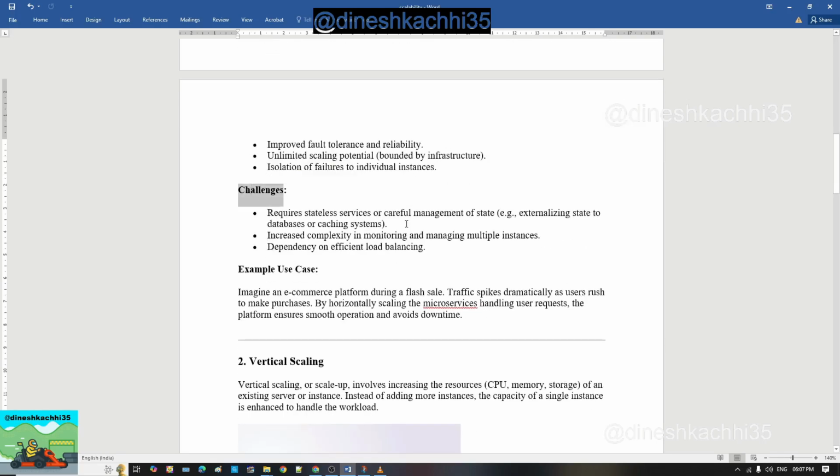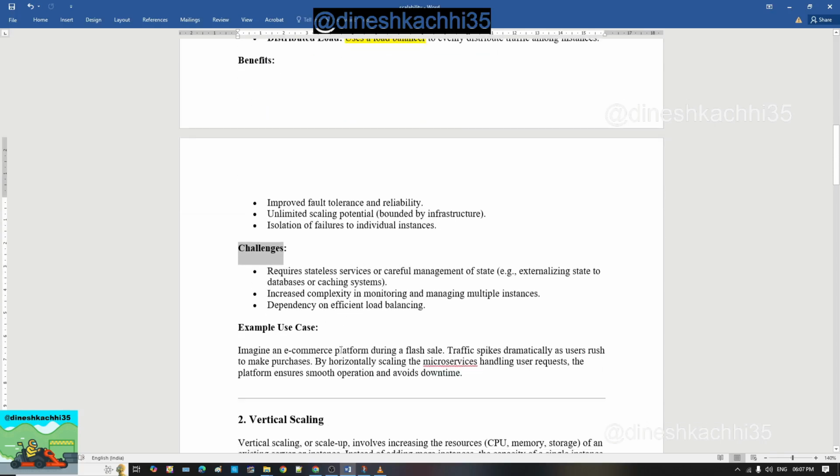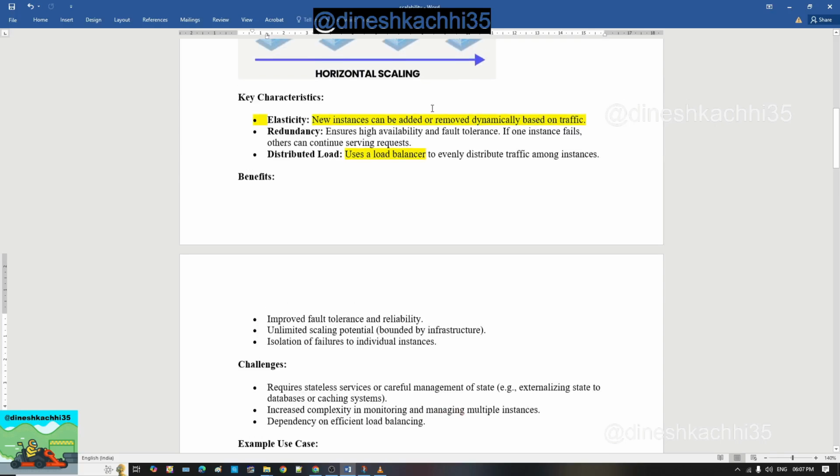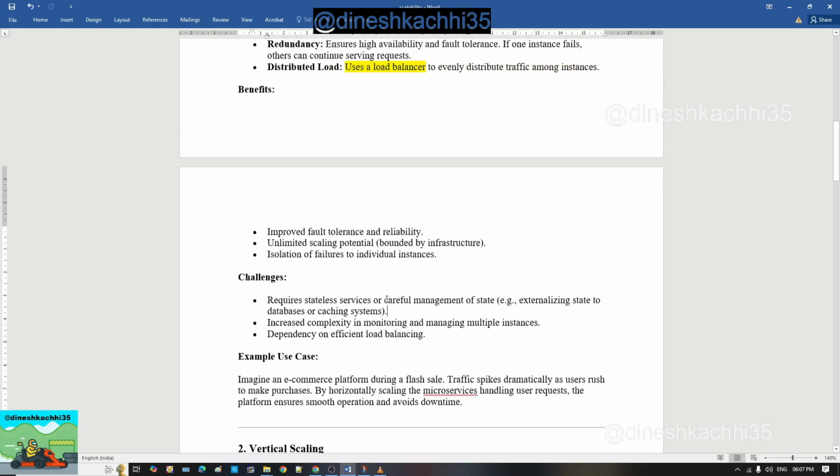And to implement this horizontal scaling, there are some challenges also. This is the one most important challenge: we require a stateless service. See, there are two types of service, stateless and stateful, right? I'll discuss in the next video what is stateless and what is stateful. So it requires a stateless service, and for implementing horizontal scaling, we need careful management.